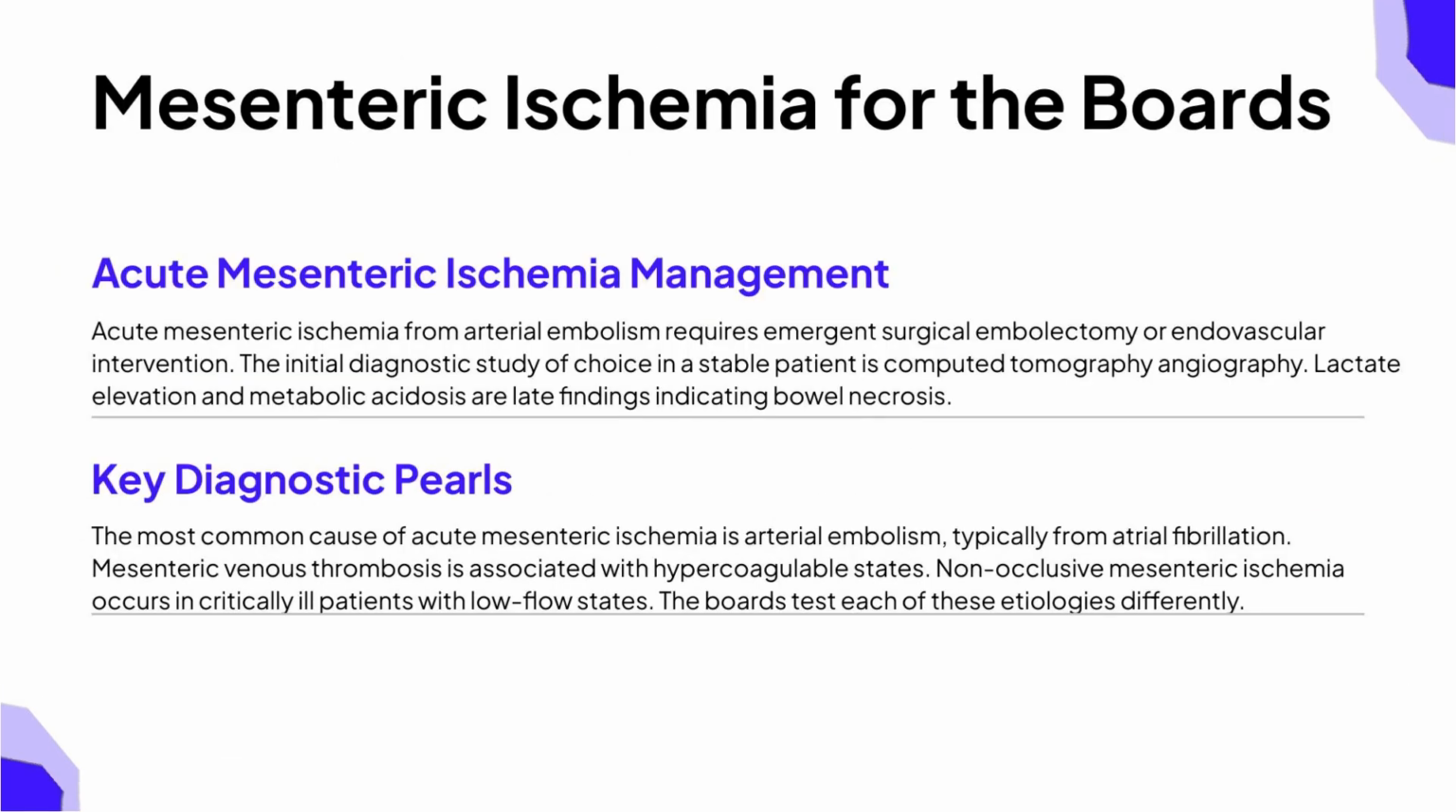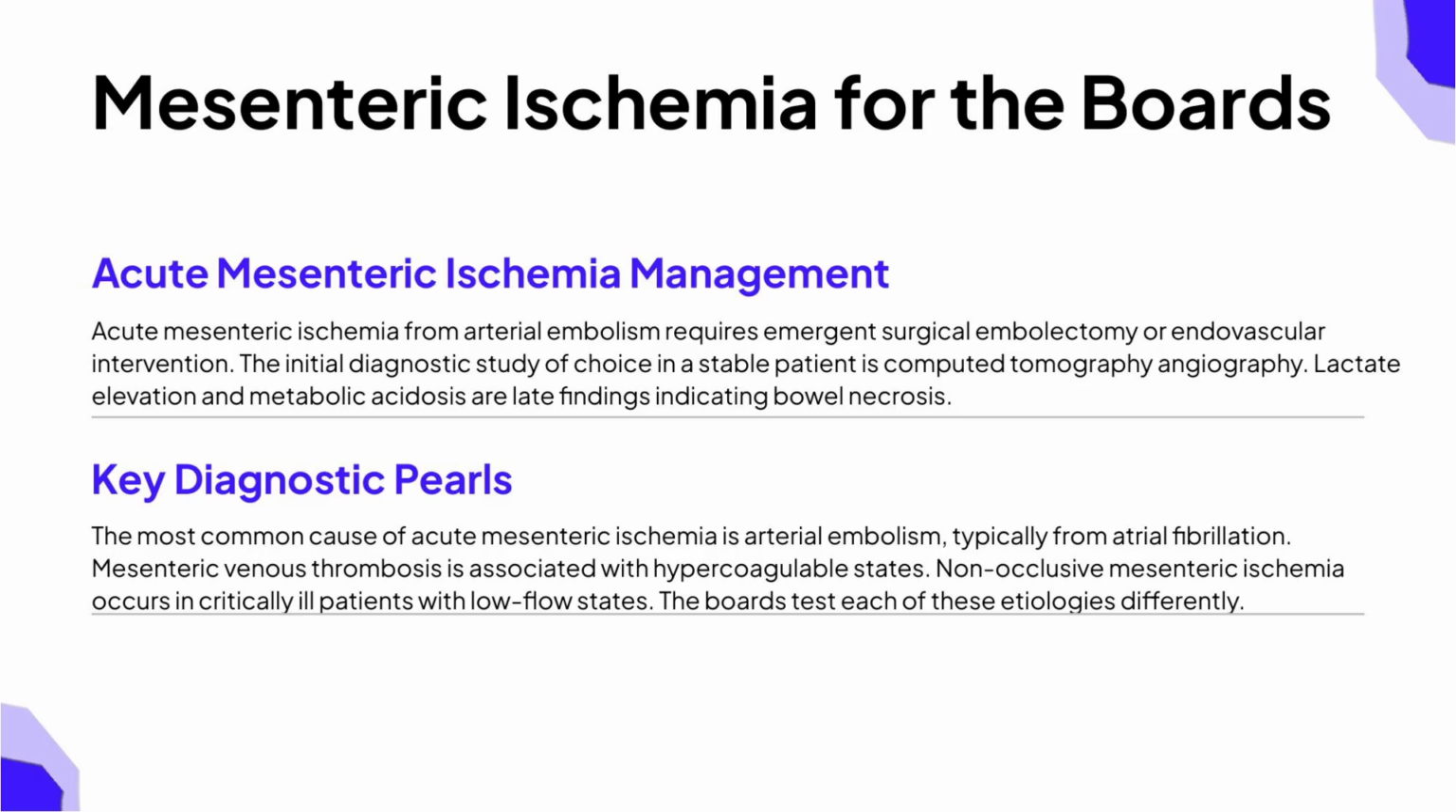Now let us cover acute mesenteric ischemia management for the boards. The most important thing to know is the etiology, because it changes the management. Arterial embolism is the most common cause and is usually from atrial fibrillation. These patients need emergent surgical embolectomy or endovascular intervention. For a stable patient, computed tomography angiography is the diagnostic study of choice. Elevated lactate and metabolic acidosis are late and ominous signs indicating bowel necrosis has already occurred.